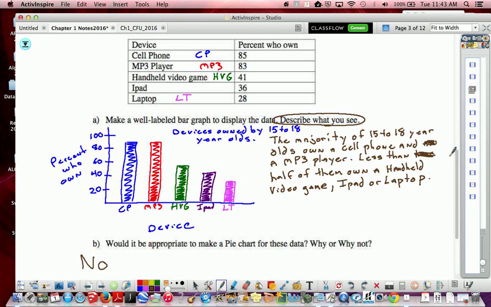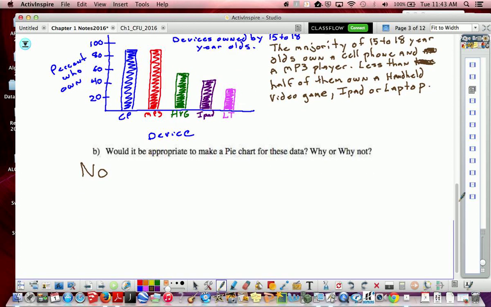Some people do that? How many of you own more than one of these devices? Okay. Look at how many hands we have up there. Many of you do. So you're going to get double counted, triple counted, quadruple counted. So it's not going to be appropriate to do a pie chart. Couple reasons why. Well, the percentages add to more than 100%. And a pie chart has to add up to 100%.